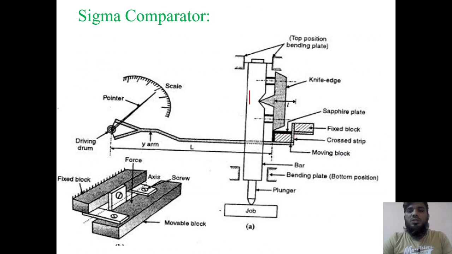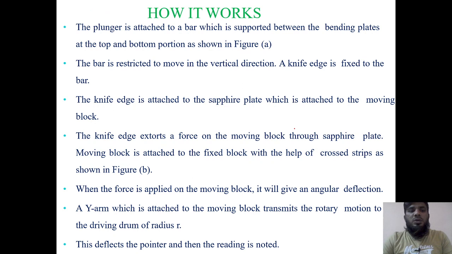Okay, this is your crisp strip, because of which it is moving. So when the force is applied on the moving block, it will give the angular deviation. So the Y arm, which is attached to the moving block, transmits the rotatory motion to the driving drum of radius R. This deflects the pointer and then the reading is noted.